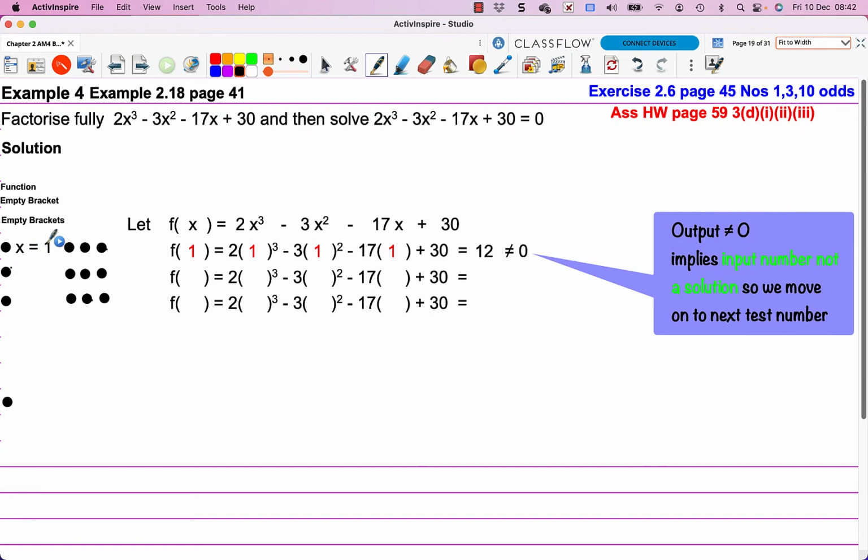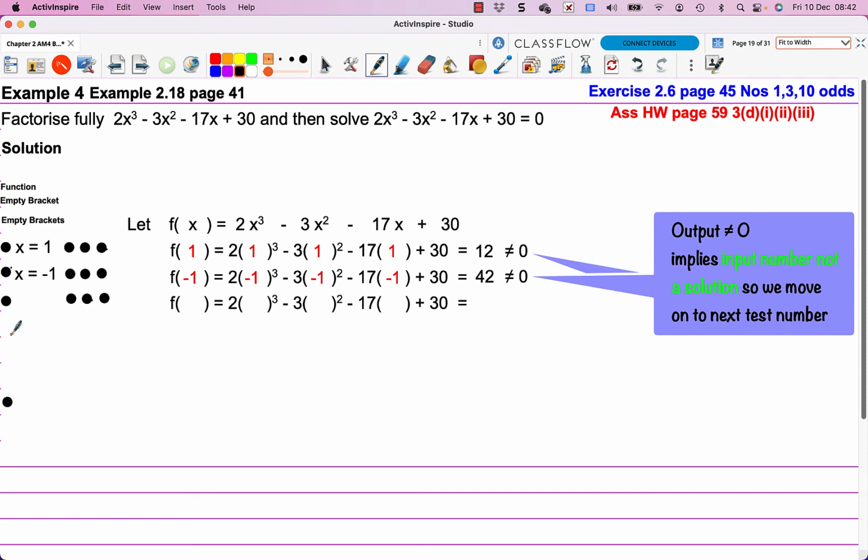Now, the first guess was x equals 1. The next logical guess is x equals minus 1. So in the prepared empty brackets, you put minus 1. You press the replay button on your calculator and put a minus in front of each of the ones. Then you press the equals sign and you get 12. And once again, you clearly state it's not equal to 0. Because it's not equal to 0, the input number, x equals minus 1, cannot be a solution. So then we go to our next guess.